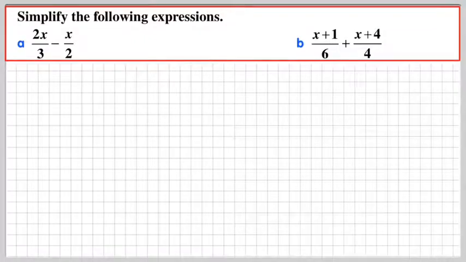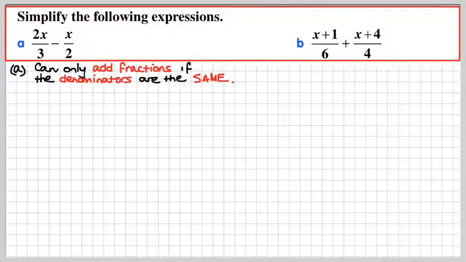Now, this one here has different denominators. The rule in maths is you cannot add fractions or subtract fractions if the denominators are different. Same thing over here. This is a problem, okay? So we have to deal with that. So let's go with A. As I say, you can only add fractions if the denominators are the same. So we have to make them the same in order to be able to add them, okay? So let's see what we can do there.